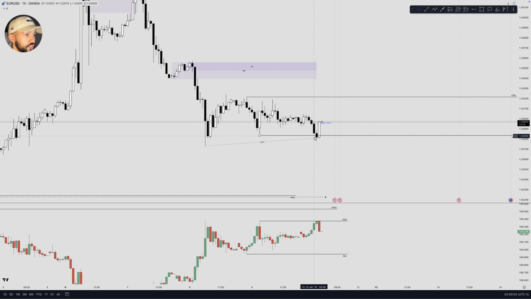So the last hour has just closed out. Massive bullish engulfing from the sell side liquidity and buy side liquidity above this previous daily high, which is a good sign.